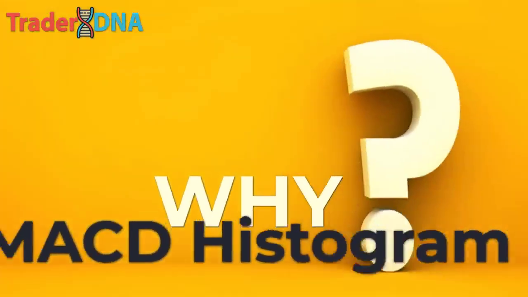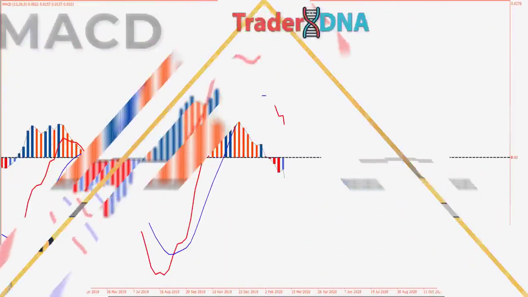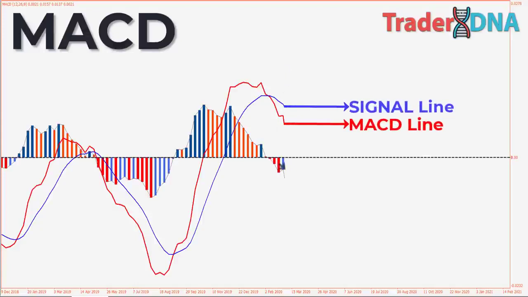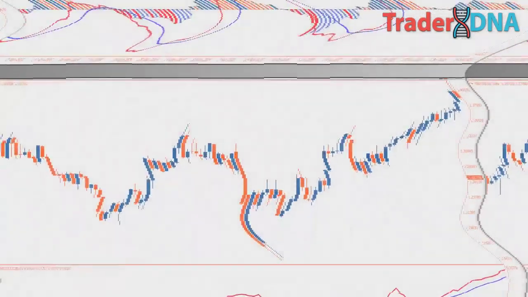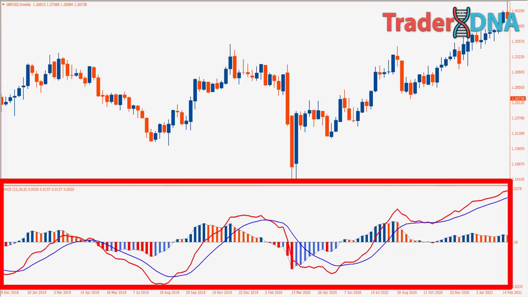Why the MACD histogram? To understand the MACD histogram, let's break down an MACD chart. It consists of three components: the MACD line, a signal line, and a histogram. These are plotted along a horizontal axis called the baseline. Typically, the MACD chart is displayed just below the price chart of the security, allowing for easy comparison between price movements and changes in the MACD chart.